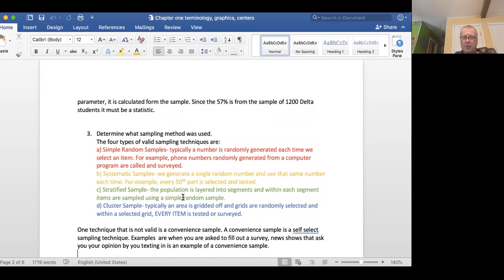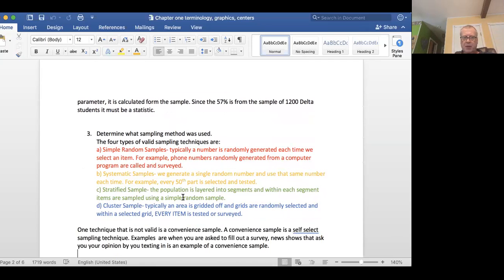We have 4 types of valid sampling. One type is called a simple random sample. For the simple random sample, we basically make a computer-generated program that randomly selects a number. And then we call that phone number, or we select that number that's coded up with a name in our data set.